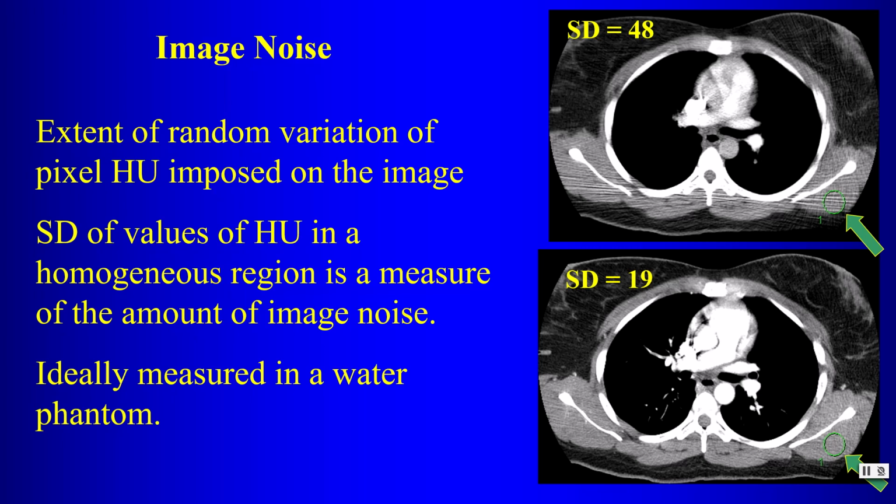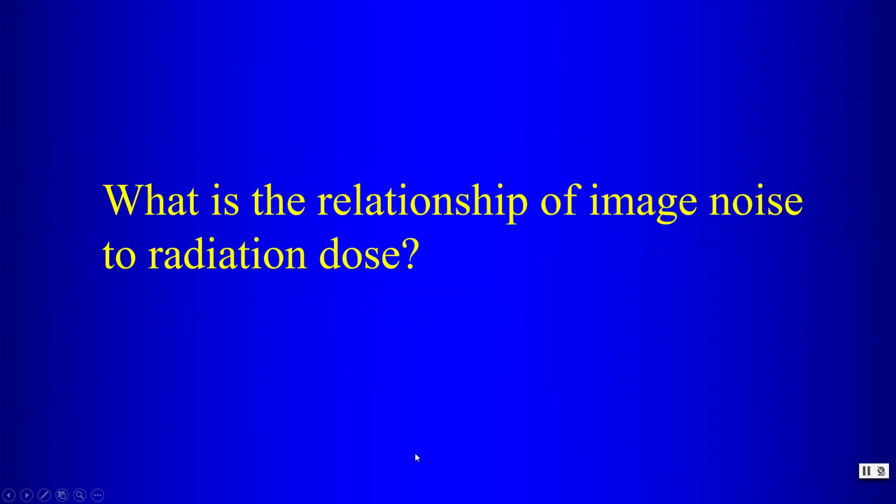This is measured using a water phantom, ideally, when they're calibrating CT scanners. So here, we can take this bit of muscle where the attenuation should be relatively homogeneous. And what is the standard deviation in there? Well, on our noisy image, it comes out to 48. On our image that is less noisy, it comes out to 19. So the standard deviation is a good measure of the noisiness of an image.